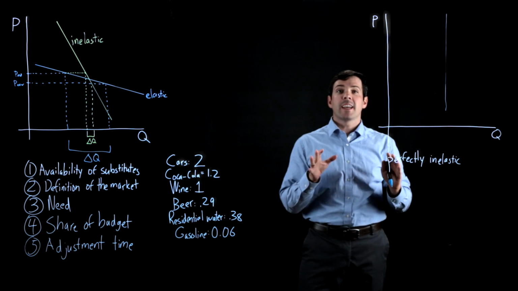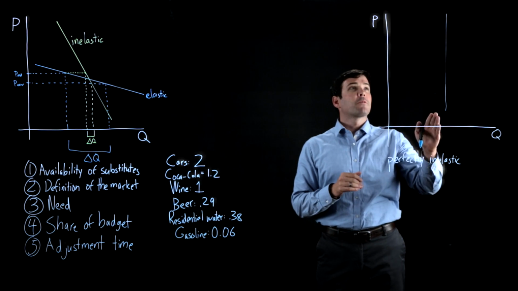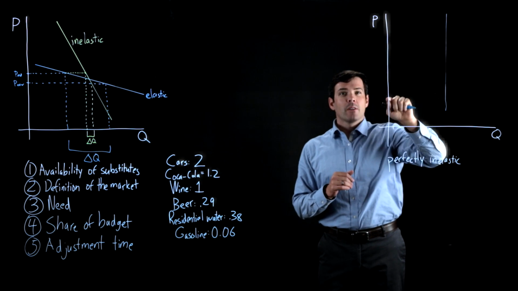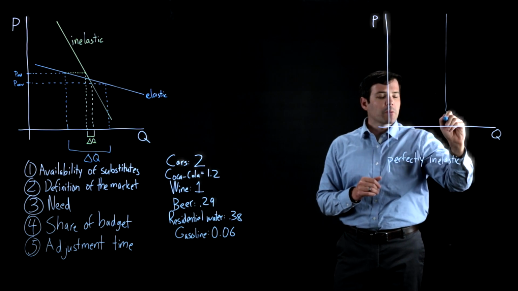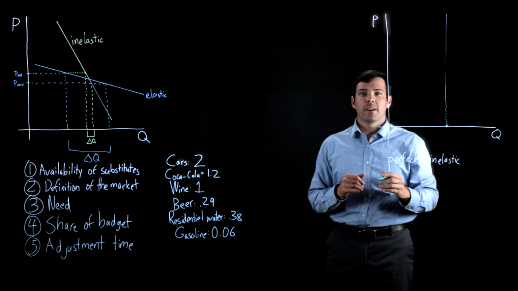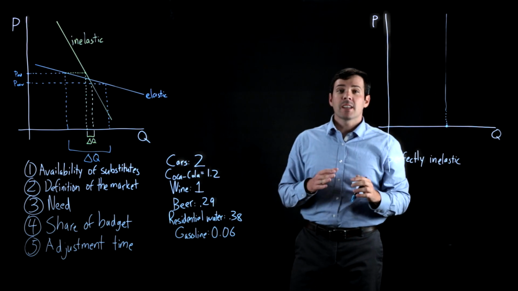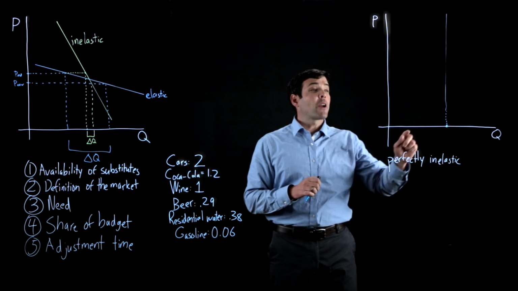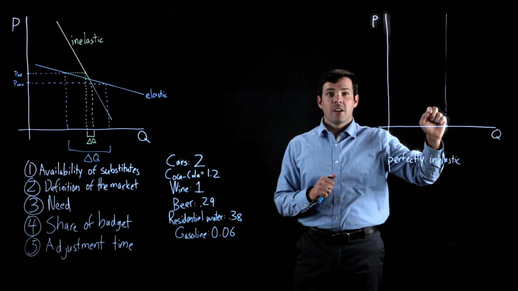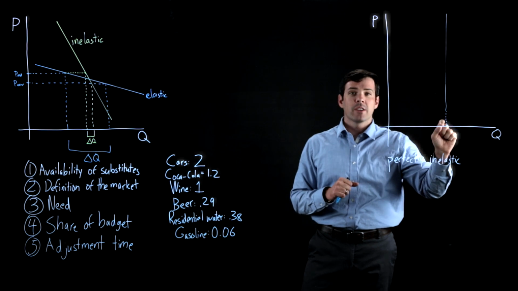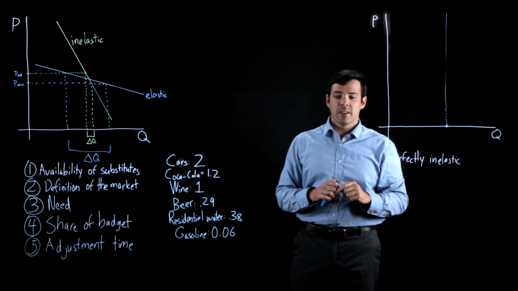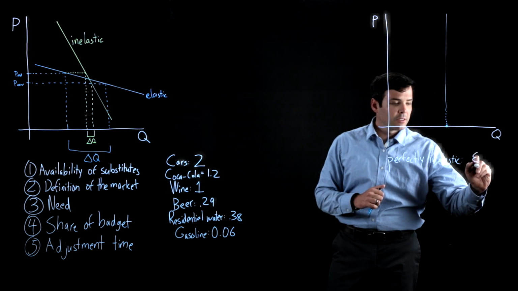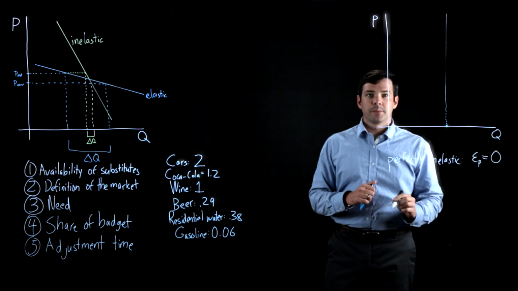I've drawn a perfectly inelastic demand curve. It runs vertically, straight up and down. No matter what the price is, the quantity demanded will always be the same, this amount right here. Remember that the price elasticity is the percent change in quantity for a percent change in price. No matter what the price changes here, the percent change in quantity is always 0 because the quantity is always going to be this amount. So the price elasticity for a perfectly inelastic demand curve is 0.